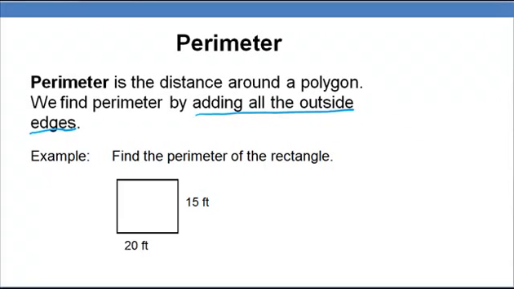We only have two sides labeled, but remember, for rectangles, opposite sides are equal. So, we also have another side that is 20 and another side that is 15. So, for perimeter, we need to add all the sides. So, we have two sides that are 20 and two sides that are 15, and we'll add those up. And we'll keep the unit, so 70 feet.